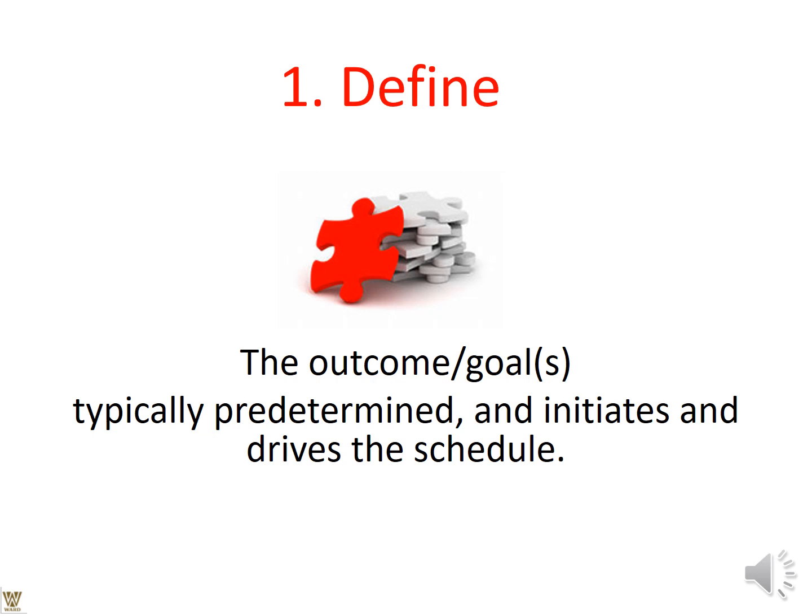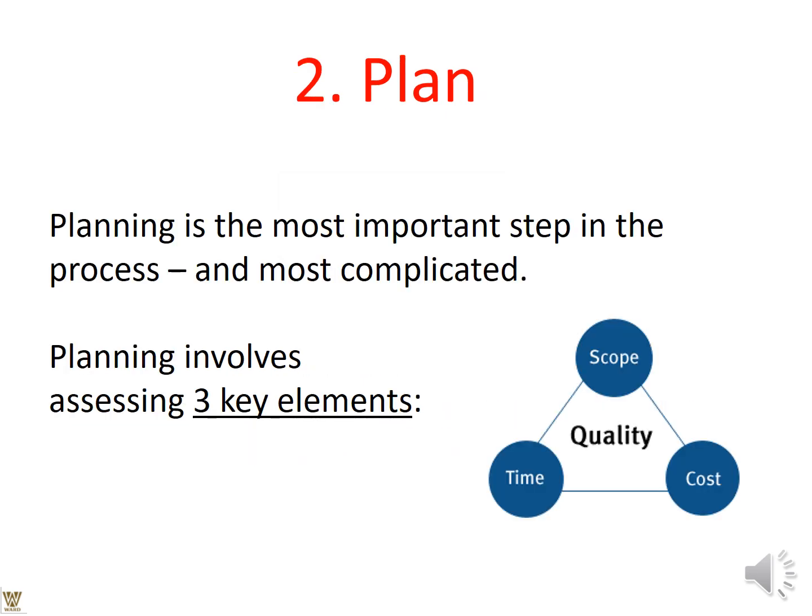Typically, the outcome is predetermined. Typically, it is given by the client, who initiates and drives the schedules. The client will also insist upon delivery being as fast as possible, because money and time are always involved. So the typical outcomes are ideally defined at the very onset.